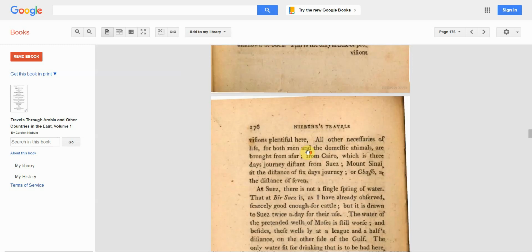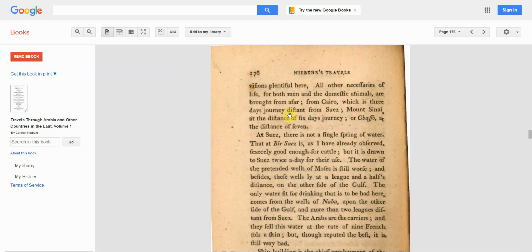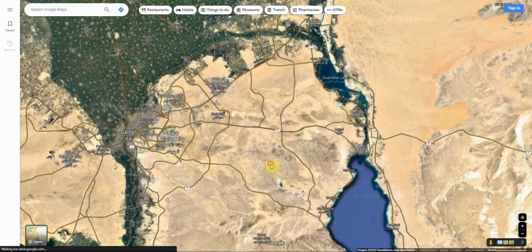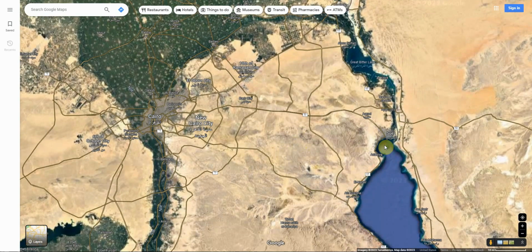And here on the top of page 176, when he's describing the city of Suez, he reiterates that 3-day journey and says, all other necessities of life for both men and the domestic animals are brought from afar, from Cairo, which is 3 days' journey distant from Suez. So again, if we look at the map, he says he left Cairo on the 28th, arrived at Suez on the 30th, and then he reiterates it by saying Suez is 3 days from Cairo. He says Cairo is 3 days from Suez.